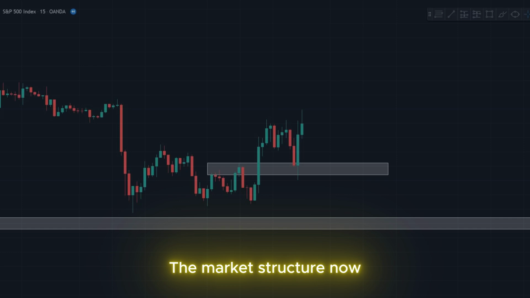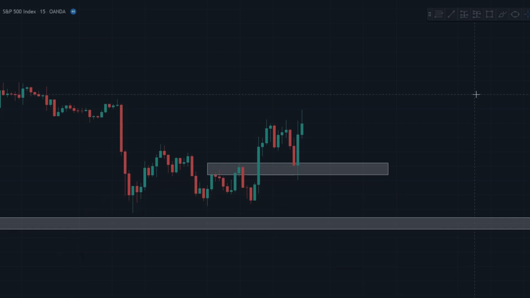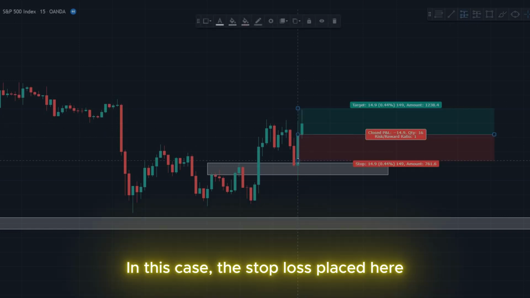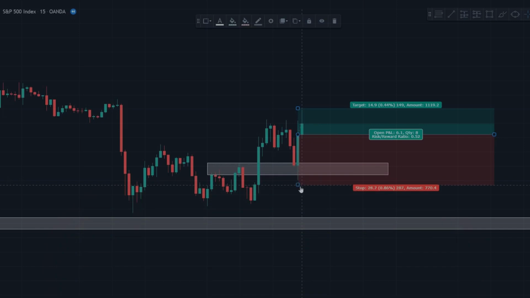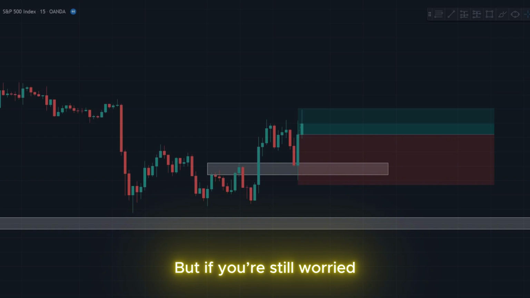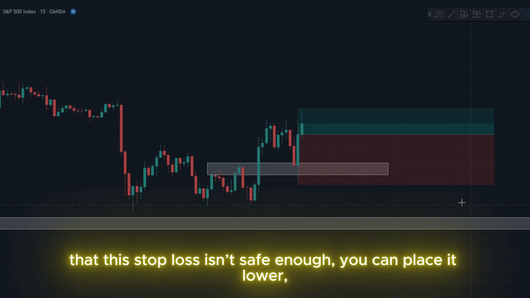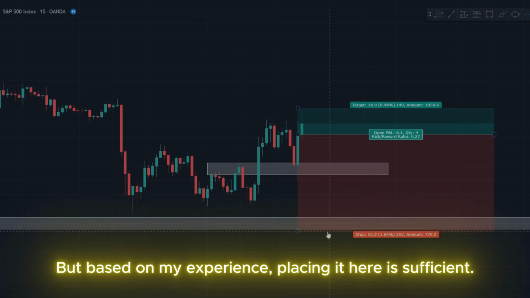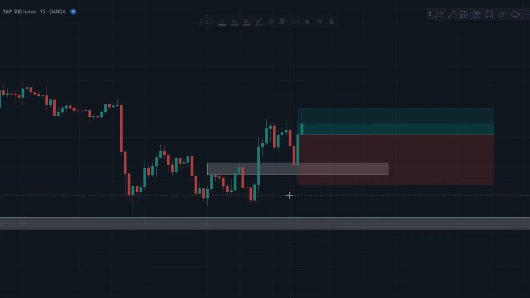The market structure now has shifted to an uptrend structure. It has broken the downtrend structure. Therefore, we can enter a buy order. In this case, the stop loss placed here is already safe enough. But if you're still worried that this stop loss isn't safe enough, you can place it lower, which would be much safer. But based on my experience, placing it here is sufficient.